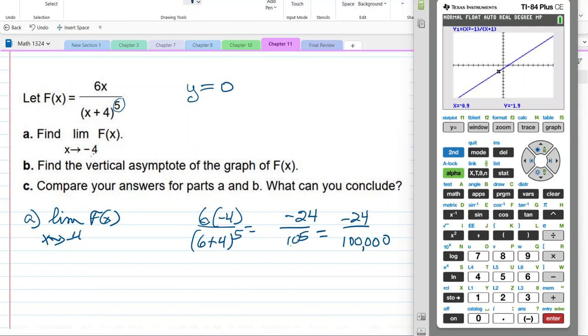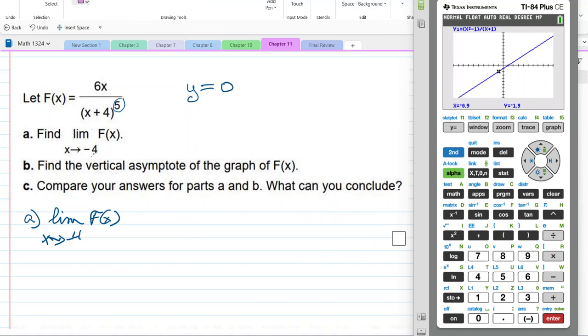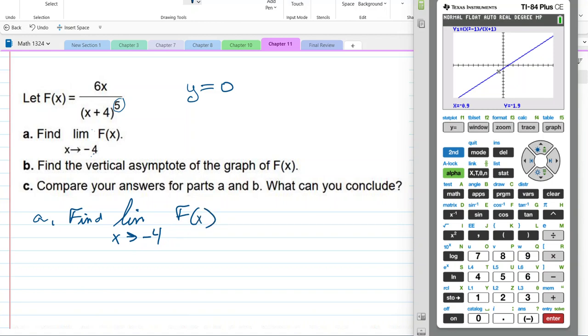Okay, so, oh, it said negative 4, and I put 6. Oh, I made a mistake. Sorry about that. It does not exist, does it? I apologize. Let me do it again. I wrote 2 things down at once. We want to find the limit as x approaches negative 4 of f of x. Now, what happens here is we've got 0 in the denominator. We have 6 times negative 4 over 0 to the 5th. And this does not exist.